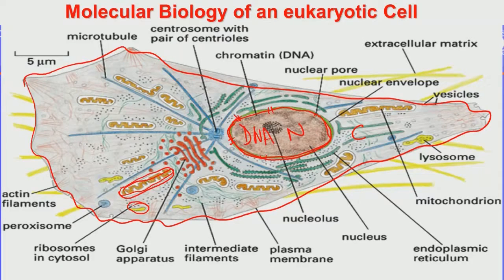The other thing that is important, as shown in this particular slide, is that you see these yellow kind of fibrous structures. This is what is known as the ECM, extracellular matrix.